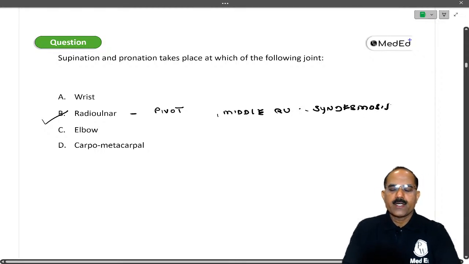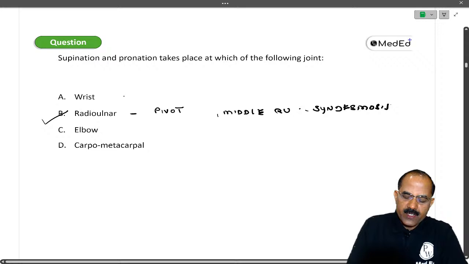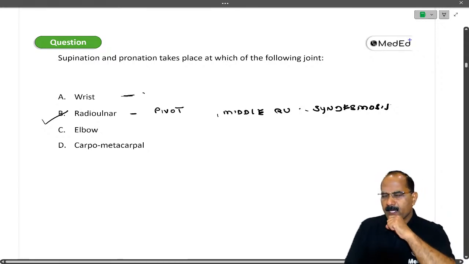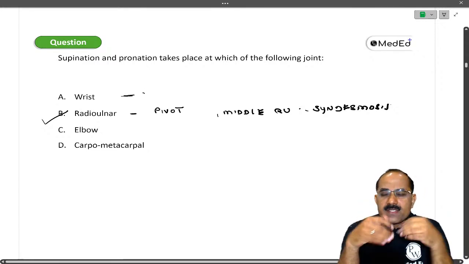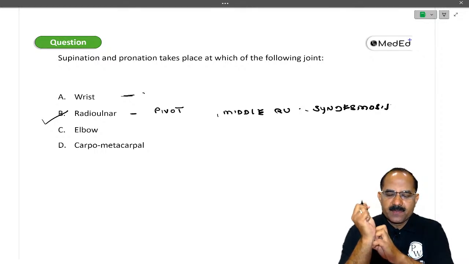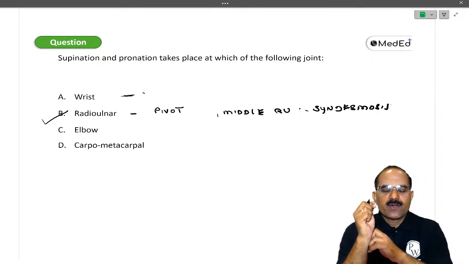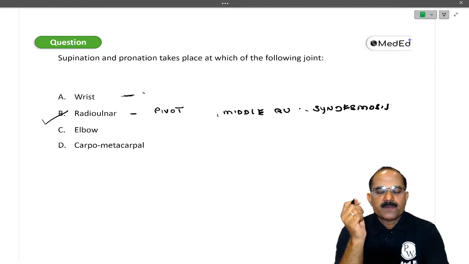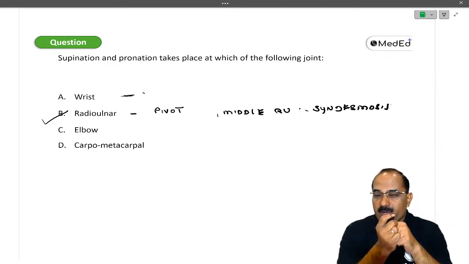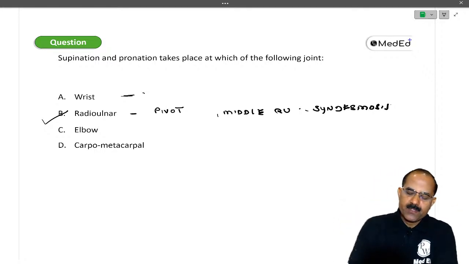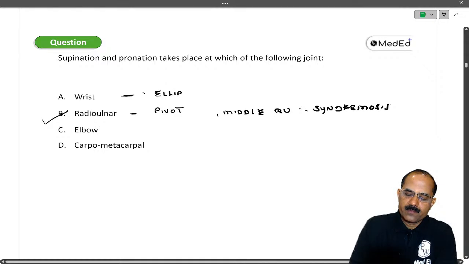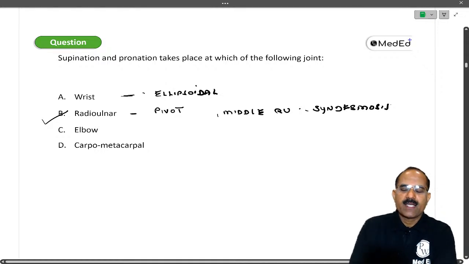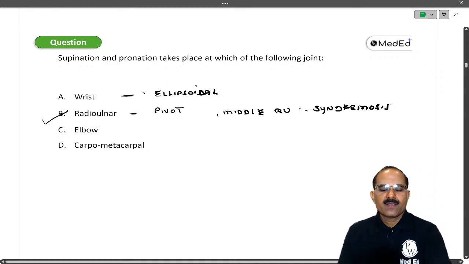There are a lot of MCQs on joints. Wrist joint. What is the type of joint? Any guesses? Dr. Nitin, Khurshid, Atul, Shri. Wrist joint. Ellipsoidal. Very good. Ellipsoidal type of synovial joint. Excellent.